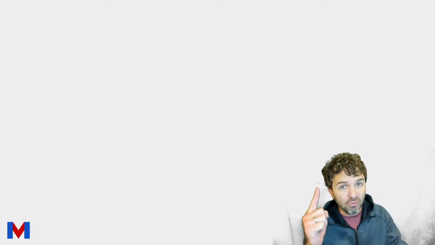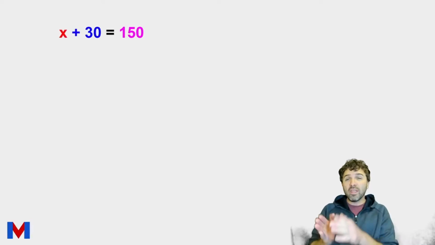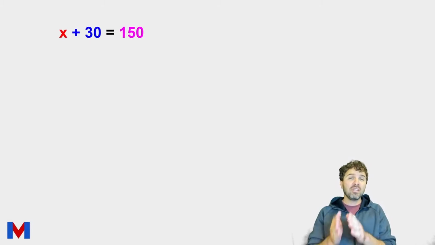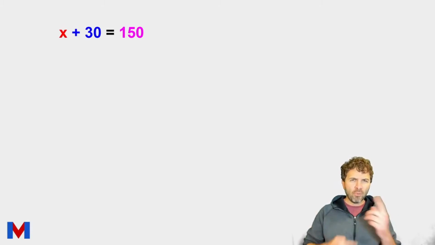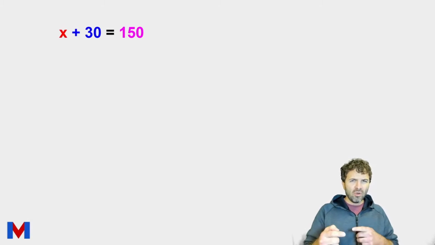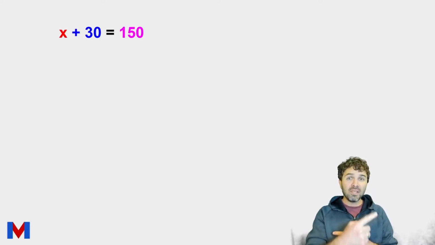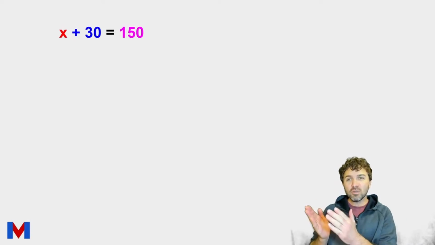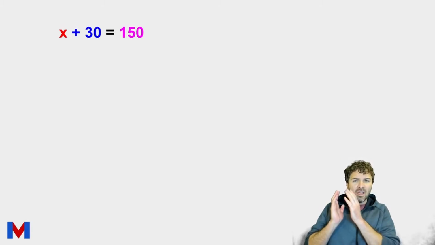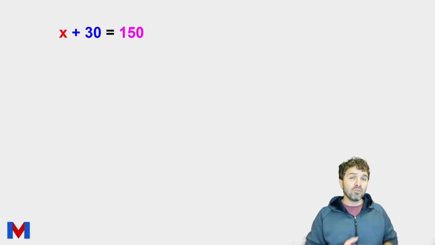Otherwise, let's get to solving. So here we have an equation, x plus 30 equals 150. Before we get into solving this, we need to understand what this equation means and then what it means to solve an equation. This equation is saying that x plus 30 is 150.